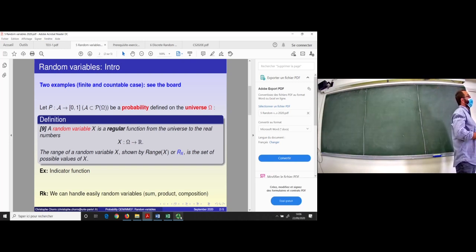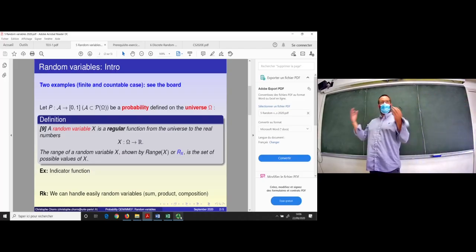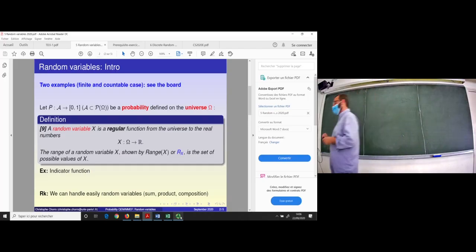So a very, very general definition that in fact is a little bit empty because I don't specify exactly what this is. But for us, you won't have to check that something is a random variable. If it is a mapping from a universe into R, it will be. Okay?